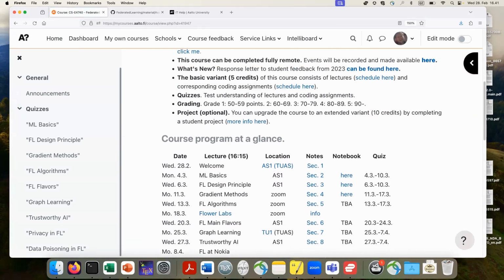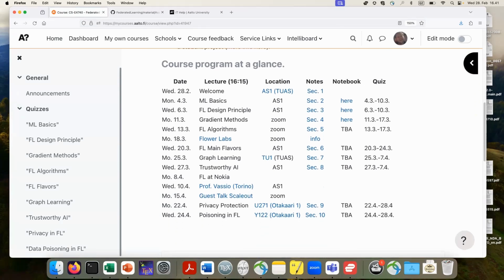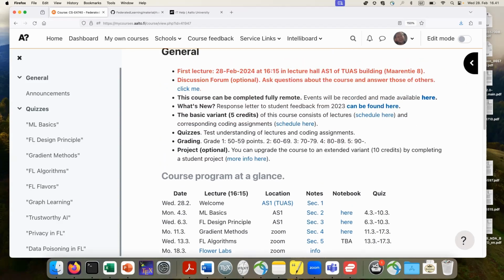What else? So we have 9 quizzes, for all lectures except the one today. I will not test the course logistics. You can collect in total 100 points. There is no minimum requirement for any individual quiz, so you can collect the points from whichever quiz you want. Then we add up all your points and determine your grade according to this rule. Grade 1 for 50 to 59 points. From 60, you get grade 2. From 70, grade 3. And the top grade 5 from 90 points onwards.